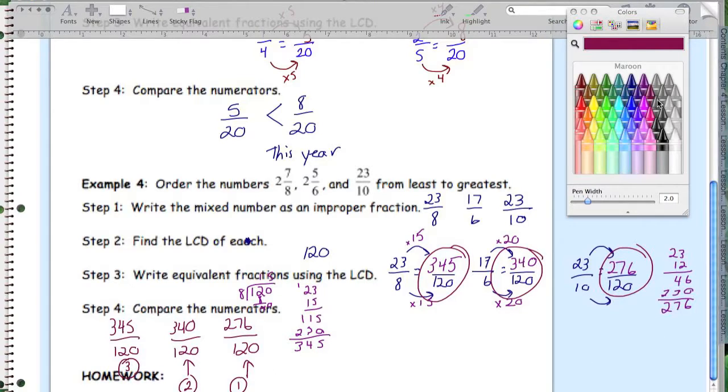So when I order them from least to greatest, I start with this one, 276 out of 120, which really was the last one. So I write it the original way it showed up, 23 over 10. Then I have 340 out of 120, which really was this middle one, 2 and 5/6. And then the last one, or the largest one, was 345 out of 120, which is 2 and 7/8. And now they are ordered from least to greatest, and we have answered the problem.